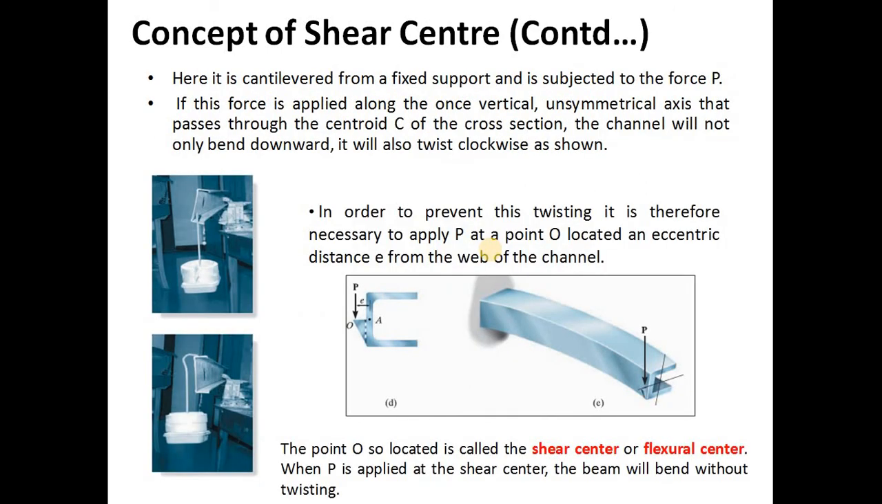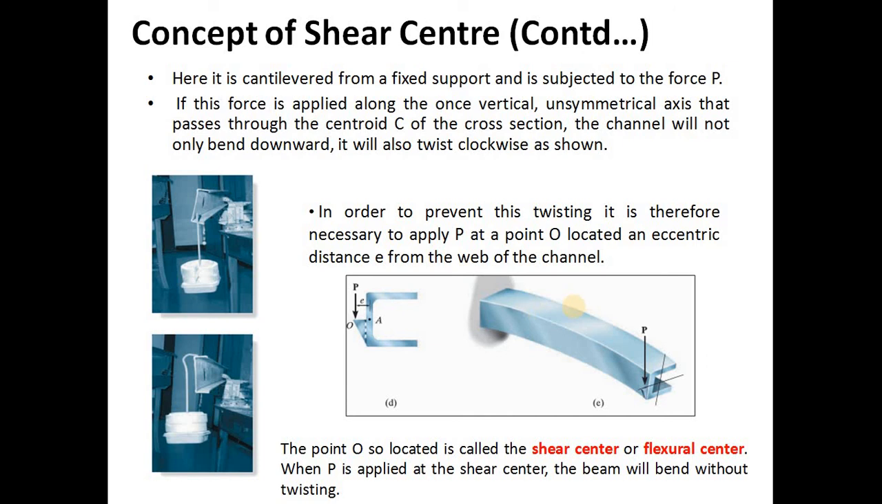Here it is cantilevered from the fixed support and is subjected to a force P as shown in this figure. If the force is applied along the vertical axis that passes through the centroid C of the cross section, the channel will not only bend downwards but it will also twist clockwise as shown in the figure. You can see here, when you try to apply the load, the channel section not only bends but it also twists.